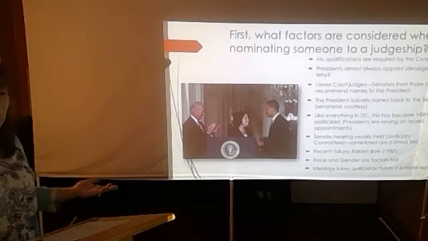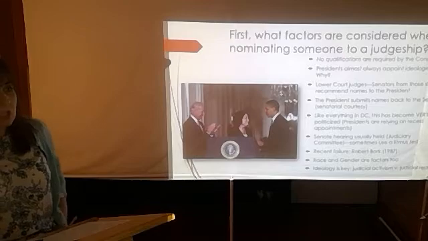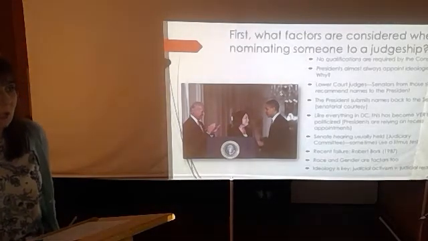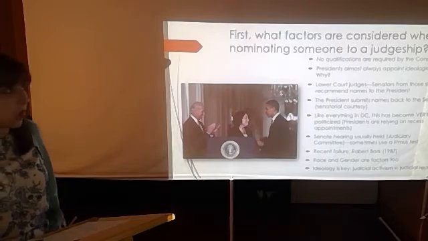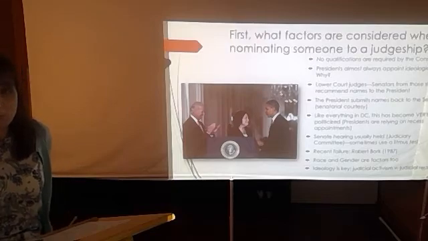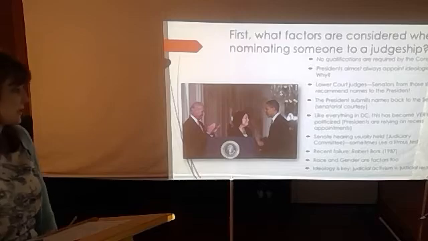It's become a very politicized process. Just this past year, Judge Kavanaugh was nominated and appointed to the Supreme Court, and there was a huge amount of press coverage over that, long hearings about that, and I'm sure most of you saw at least some of that. So you know that it has become very politicized.